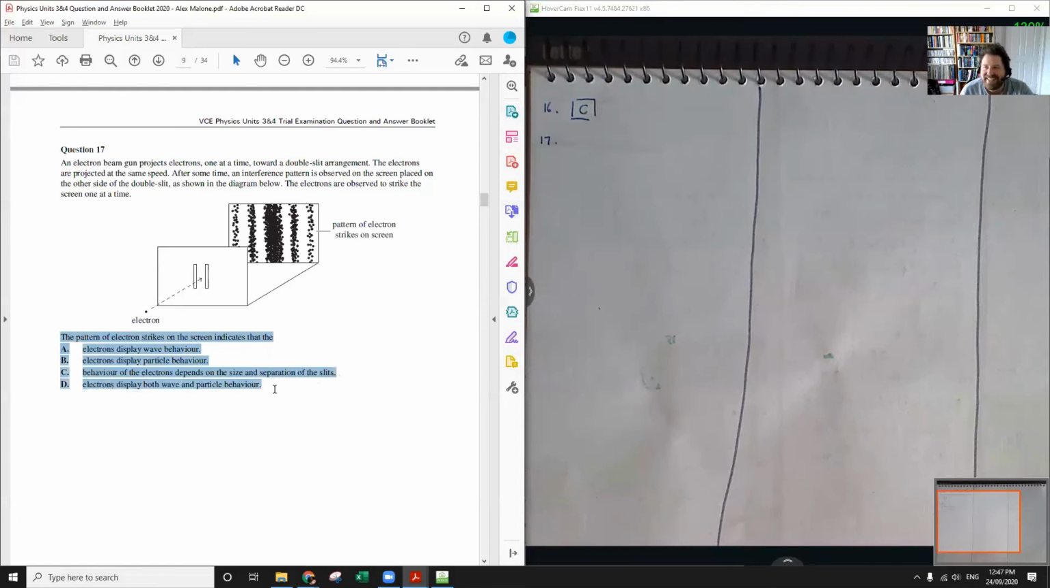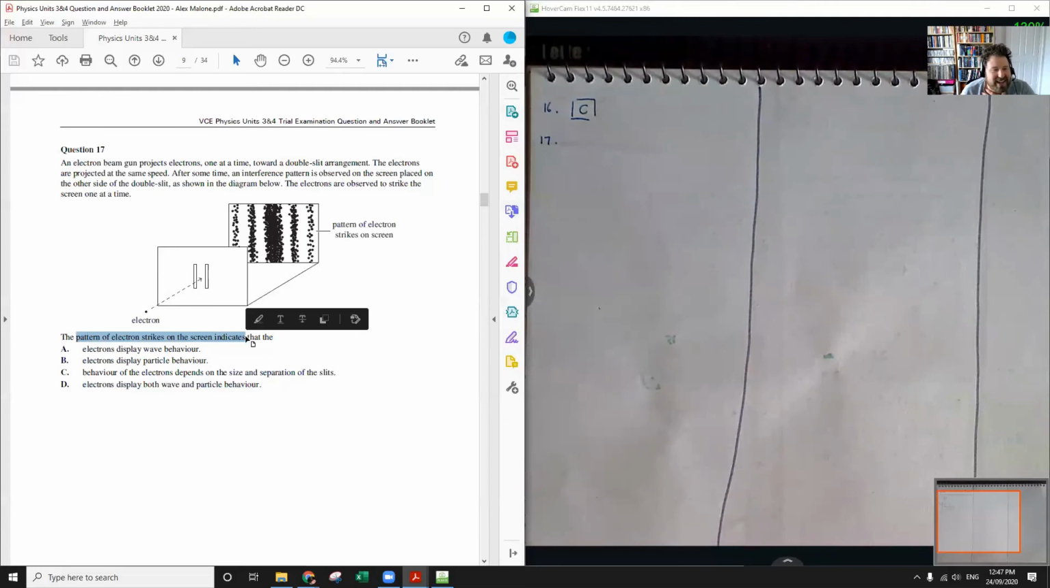Yeah, this might be one where I need to come back after seeing the solutions. I would say at least 3 of them are correct. No, all of them are correct. Hold on. Okay, the pattern of electron strikes on the screen indicates that the electrons display wave behavior. Yeah, there's interference going on. There's nodes. Electrons display particle behavior. They're observed to be striking the screen one at a time. So yes. Behavior of electrons depends on the size and separation of the slits.